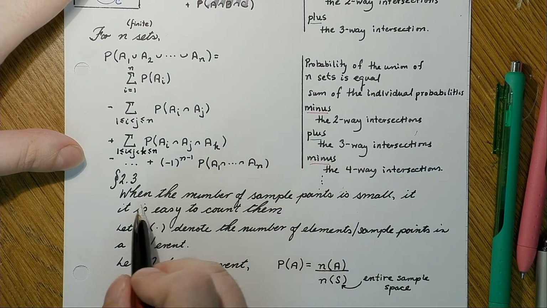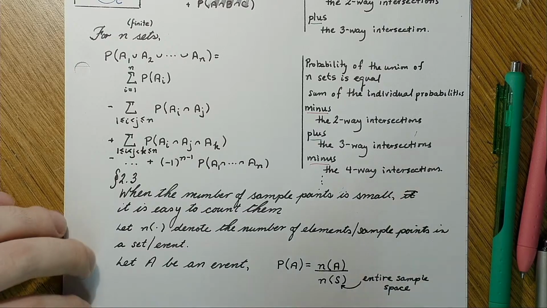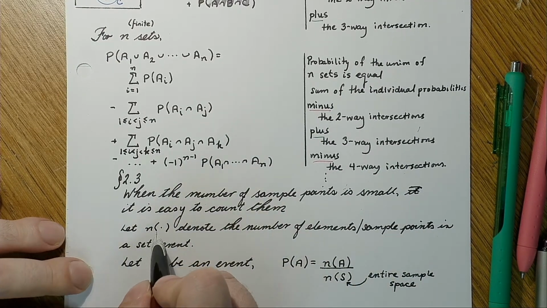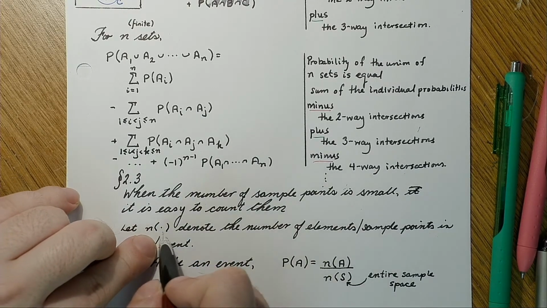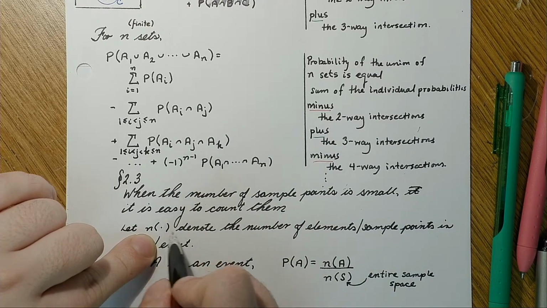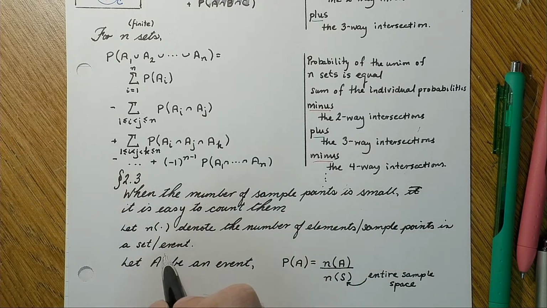So when the number of sample points is small, it is easy to count them. If I let n, and the dot is just kind of a holder, so I could have n of A. So n, with something inside of it, denotes the number of elements or sample points in a set or event.